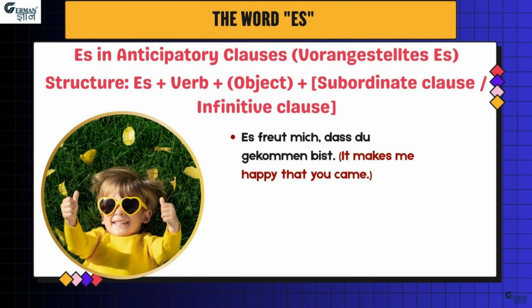Es is also used in anticipatory clauses. So the structure is that first you write es, then verb, then object, and then the subordinate clause or the infinitive clause. For example, es freut mich, dass du gekommen bist means it makes me happy that you came.